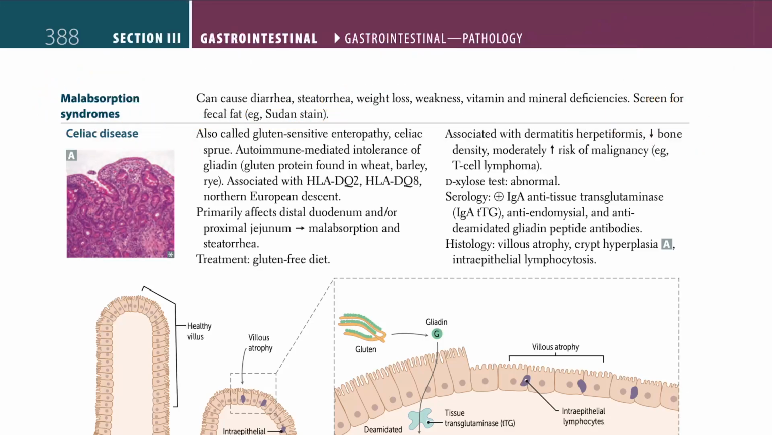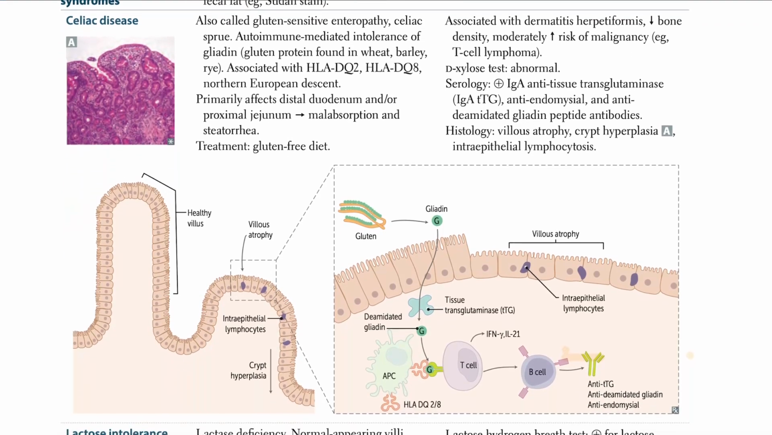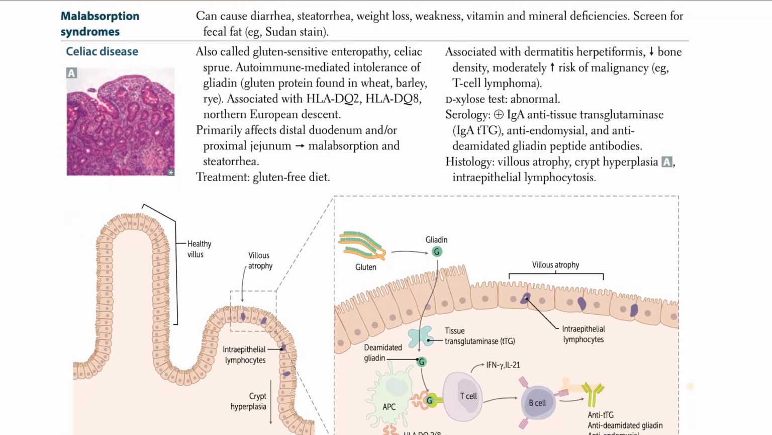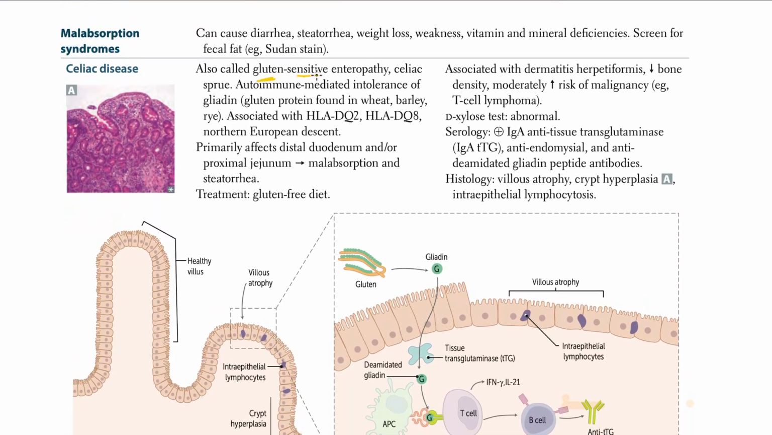Now let's talk about celiac disease. Celiac disease is also called gluten sensitive enteropathy or celiac sprue. It's an autoimmune mediated intolerance of gliadin, which is a gluten protein found in wheat. Gliadin is very important. It is found in wheat, barley, rye. It is associated with HLA DQ2 and HLA DQ8.